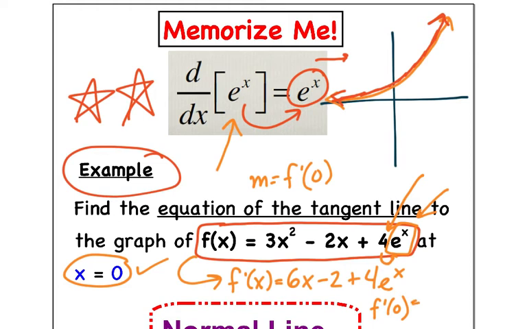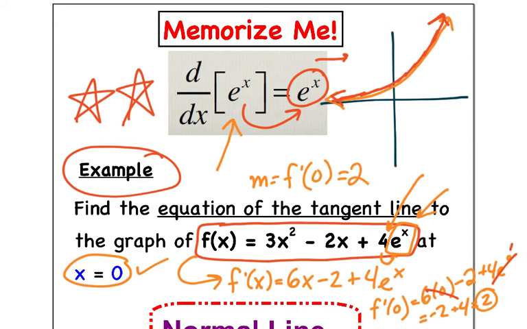All right, when we plug in 0 for x, we get 6 times 0. Remember, I'm plugging it into the derivative. All right, let's see. That's 6 times 0. That goes away. And I get minus 2 plus, well, e to the 0 is also just 1. So that's just 4 times 1. I get negative 2 plus 4, which is 2. Yay. Okay, that's my slope.